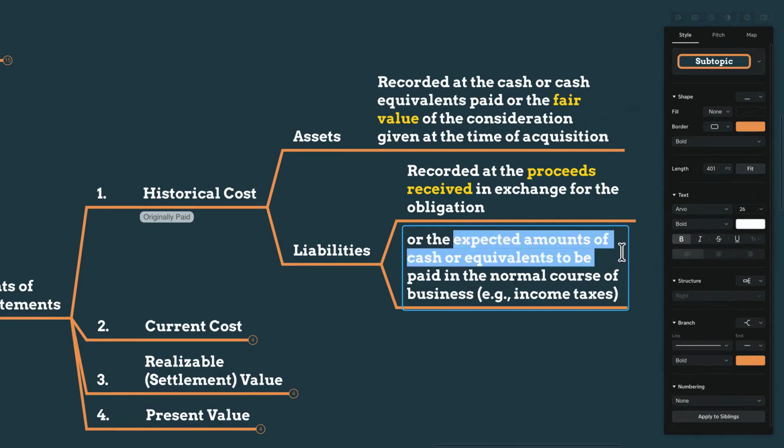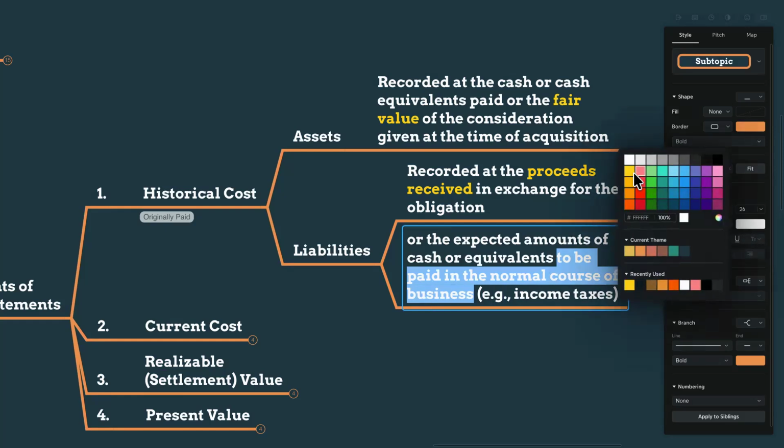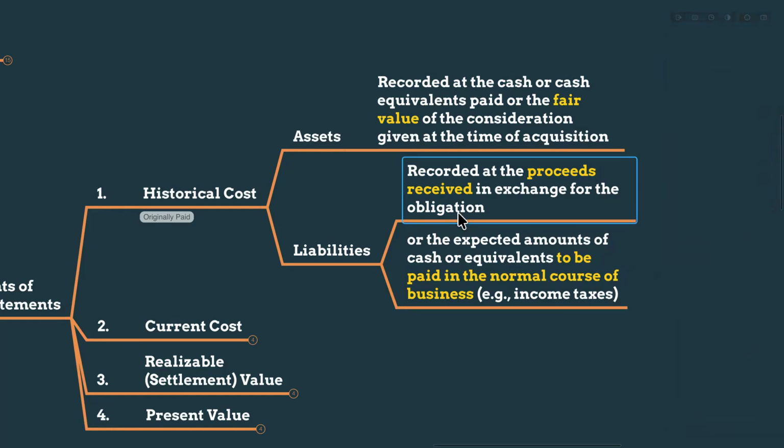or the expected amounts of cash or cash equivalents to be paid in the normal course of business. So for income taxes, we will record the liability we are going to pay as expected amounts, usually according to some calculation, right? Let's imagine, my dears, you buy a delivery van for 1.5 million in 2020. It is a historical cost, no? It stays recorded as 1.5 million in the books, right?